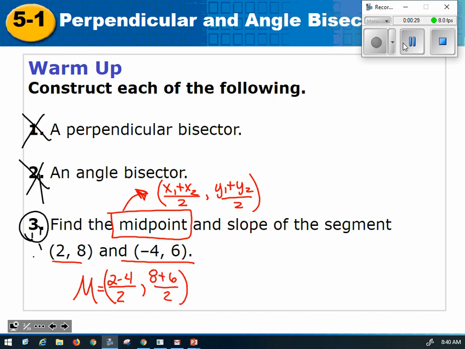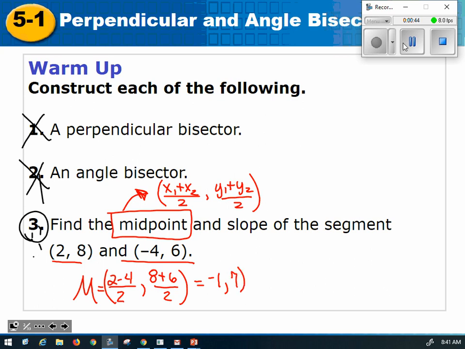So if we simplify that, what is 2 minus 4? Negative 2 divided by 2, negative 1. And then what is 8 plus 6? 14 divided by 2, 7.